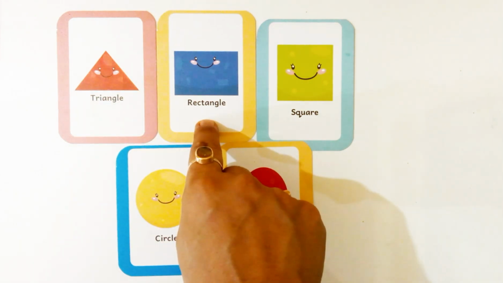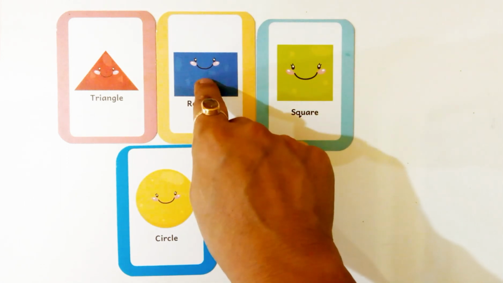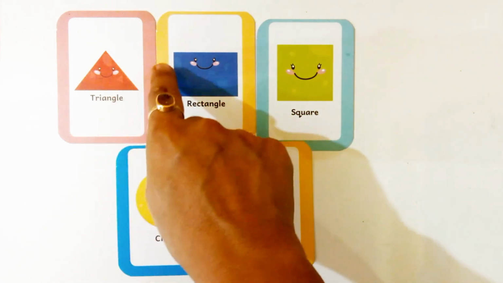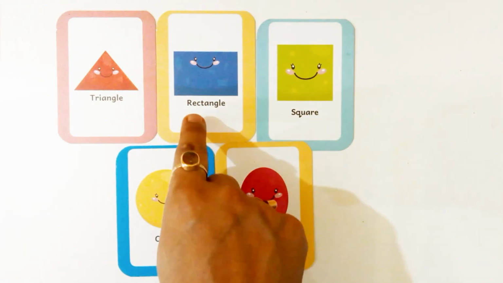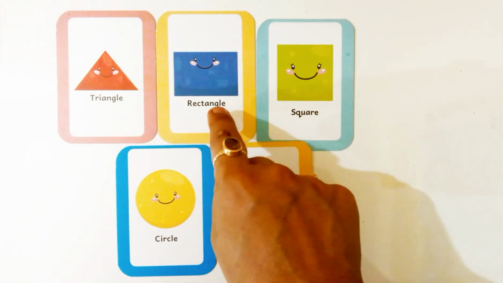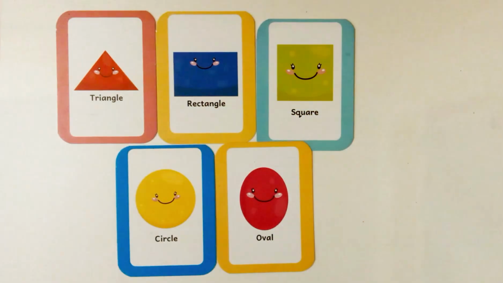R for rectangle. Rectangle, rectangle. This is rectangle. It has four sides. 1, 2, 3, 4. R for rectangle. And it has blue color.